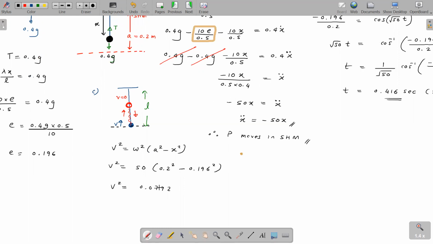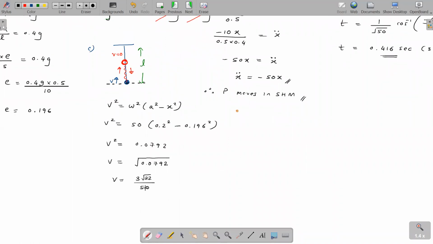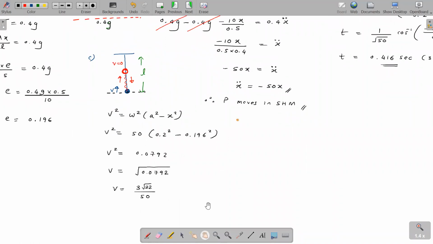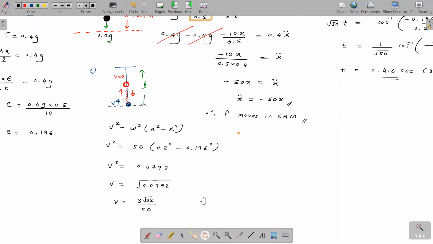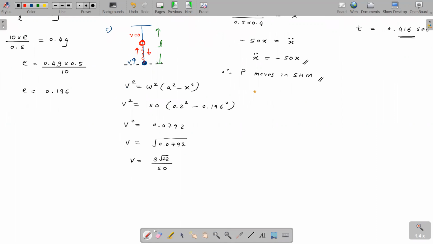And then let's root it to get the V value. We get, so I'll write the full value, root 0.0792 and I get 3 root 22 over 50. Now let's go with the full figures, okay? We'll go with the full figures, and at the end, if we use g as 9.8, we should give the answer to 2SF or 3SF. Okay, and then let's apply the equation.